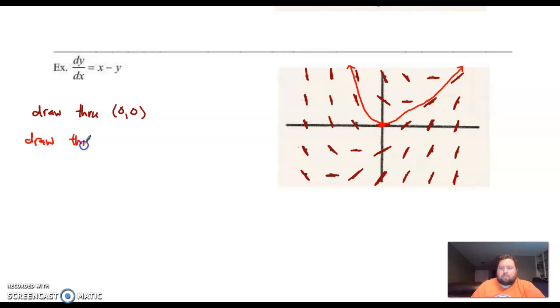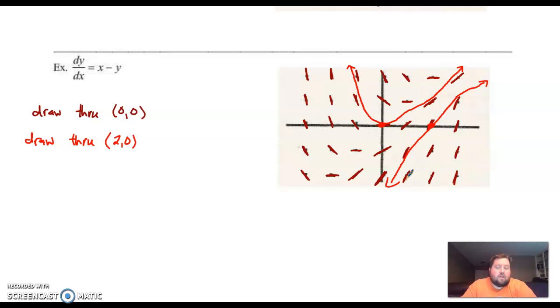Draw through, let's see, I don't know, 2, 0. So that'd be that one there. So this one's a little tougher because we don't have that whole turning thing going on there. But it looks like it just kind of goes through like this and gets a little steeper each way, something like that.